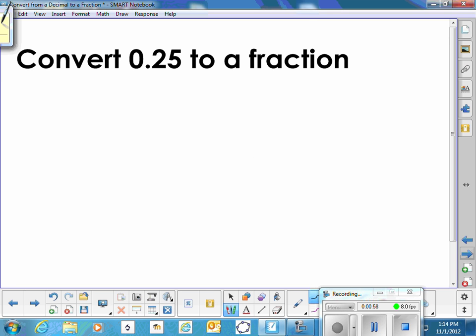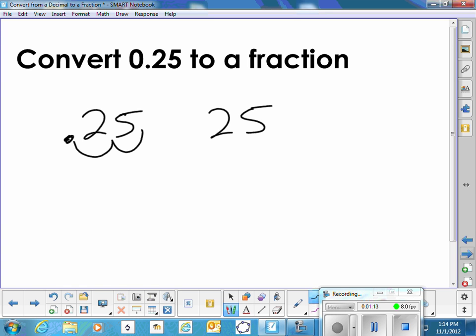You probably know this one as well, but that could have been a 25 and then the decimal was moved 2 places to the left to get 0.25. So if it was a 25, what would I have done to move the decimal 2 places to the left? I would have divided by 100. So 0.25 and 25 over 100 are the same value.